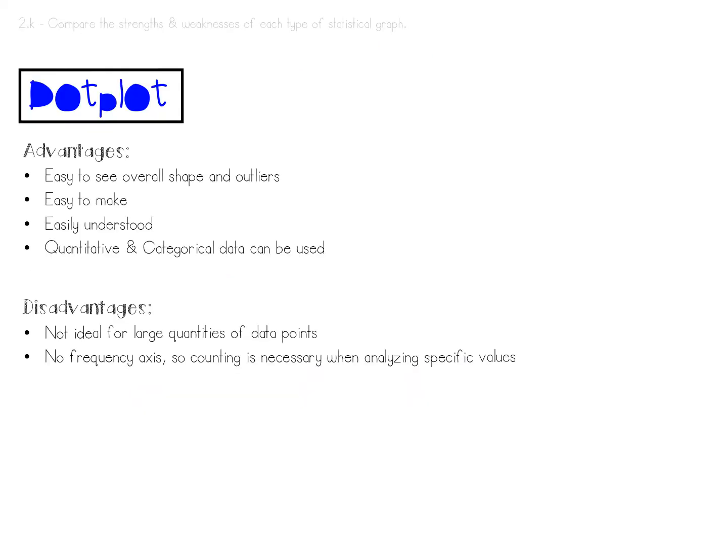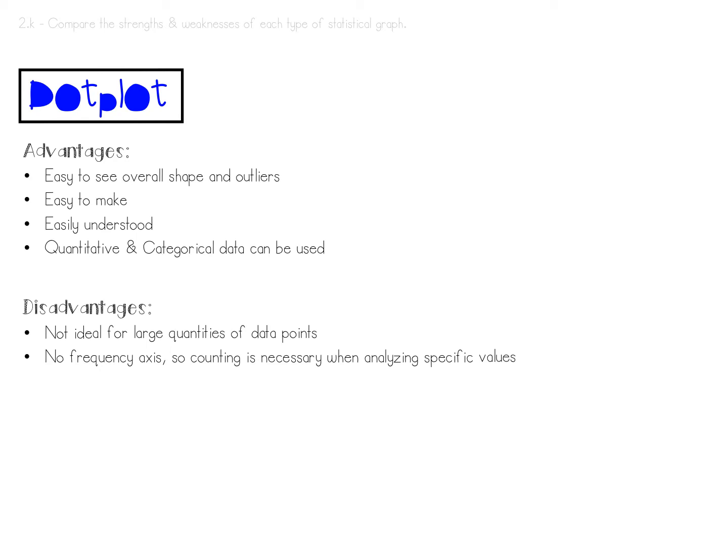So our objective, continuing with the things we've been doing, is to be able to compare the strengths and weaknesses. So the advantages of a dot plot. It's really easy to identify the overall shape and to see outliers. It's very visually easy to identify. It's easy to make. It's easy to understand. And a dot plot can display both quantitative and categorical data.